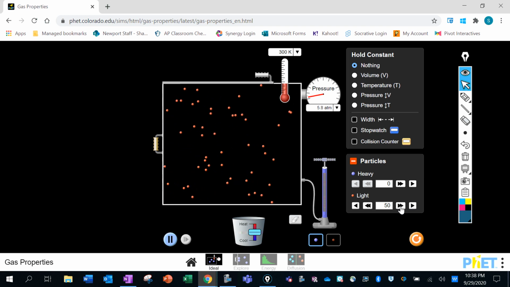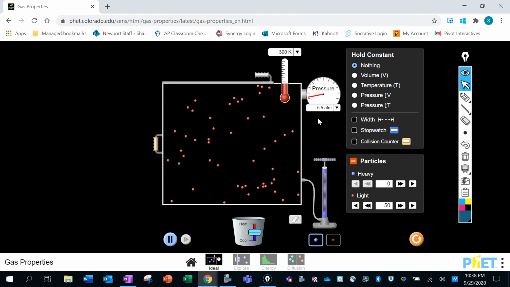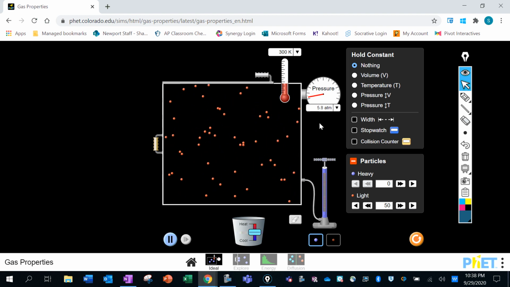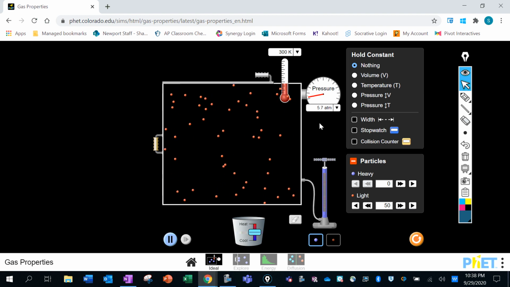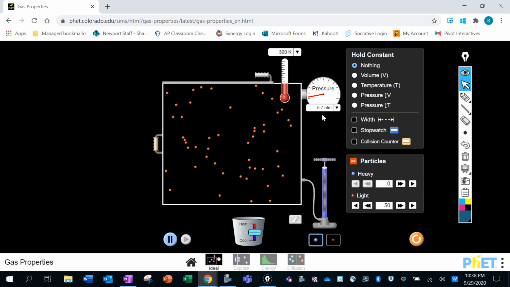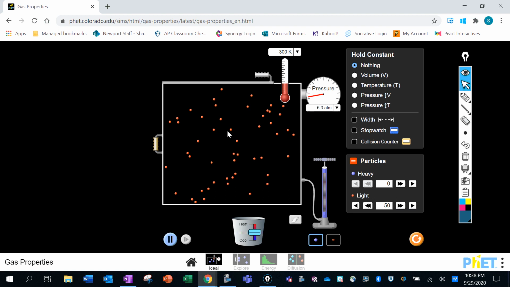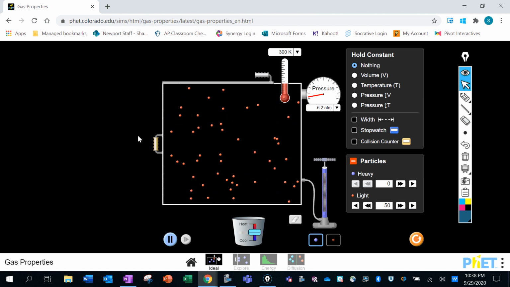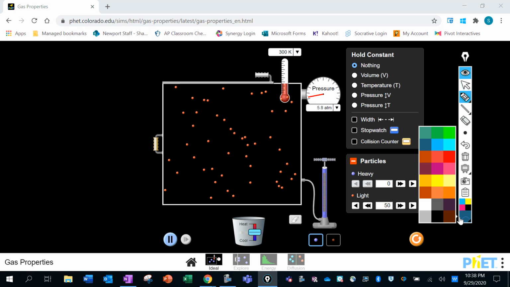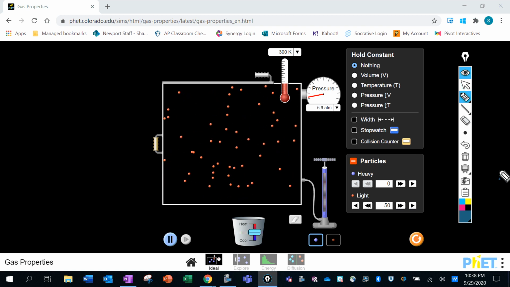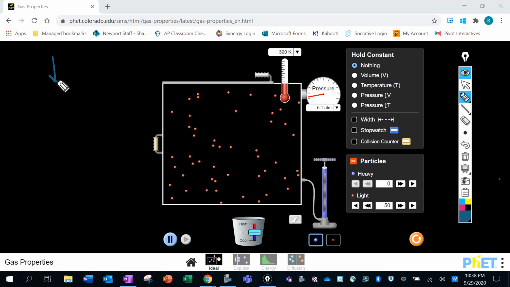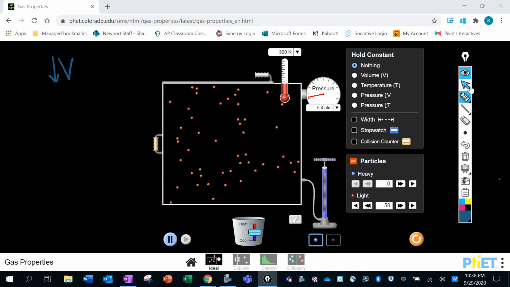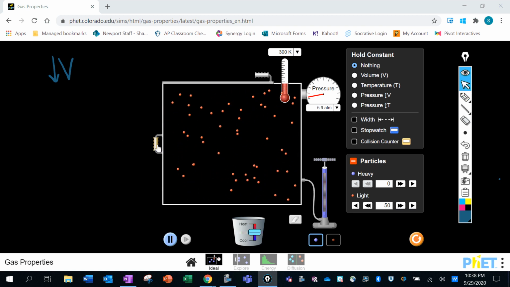And we notice here we can read the pressure. It looks like the pressure right now at this temperature is somewhere between 5 and 6, fluctuating a little bit. Let's look at the relationship between volume and pressure first. If we decrease the volume, let's see what happens to the pressure. Right now it's around 5 to 6.